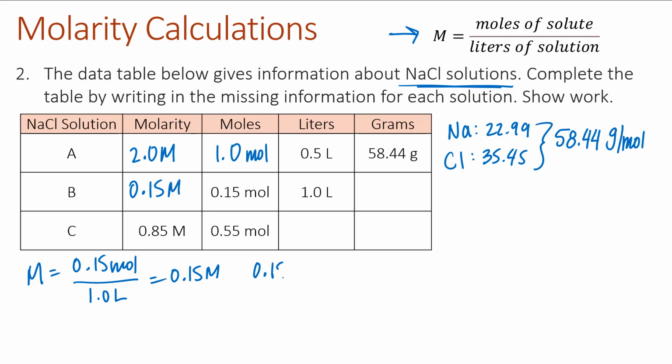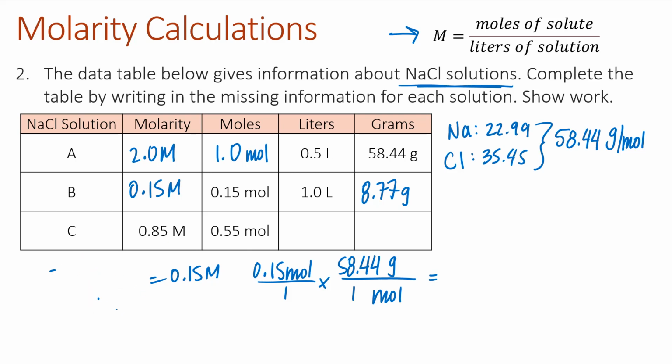So if I have that 0.15 moles, this time we want to change moles into grams. 1 mole of NaCl weighs 58.44 grams. So when I solve this, this is going to tell me how many grams of NaCl are in those 0.15 moles. So when I solve this, I get 8.77 grams.